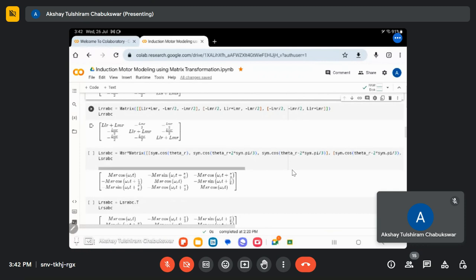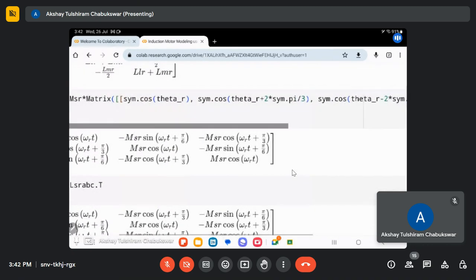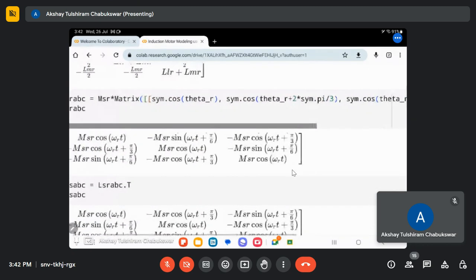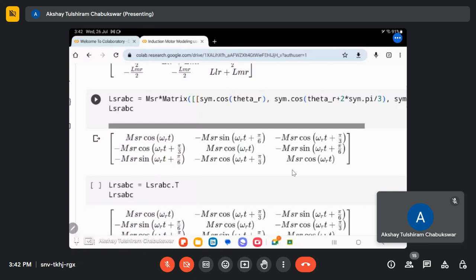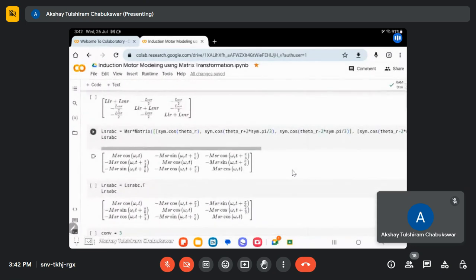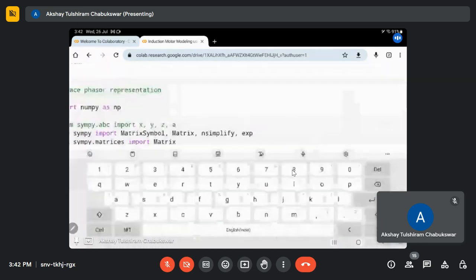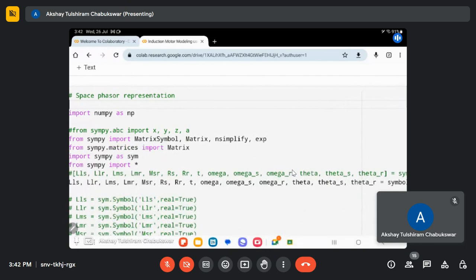Okay. What is the LSR matrix? I have mentioned it here in terms of MSR and cos theta. Here you can see it's written minus MSR into sine omega RT. It's equivalent to MSR into cos of omega R into T minus 2 pi by 3. It has just written it in terms of sine, so that is not a problem for us. Here you can see sym dot cos theta r, comma sym dot cos theta r plus 2 pi.